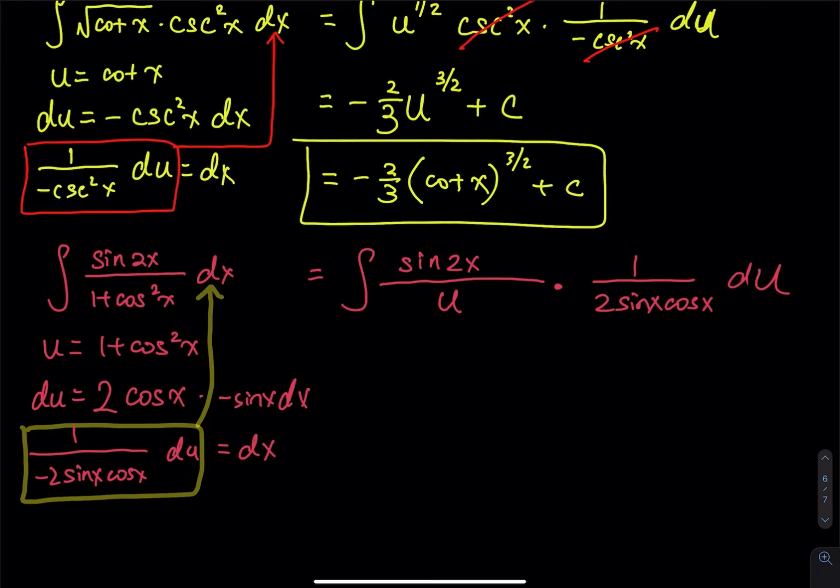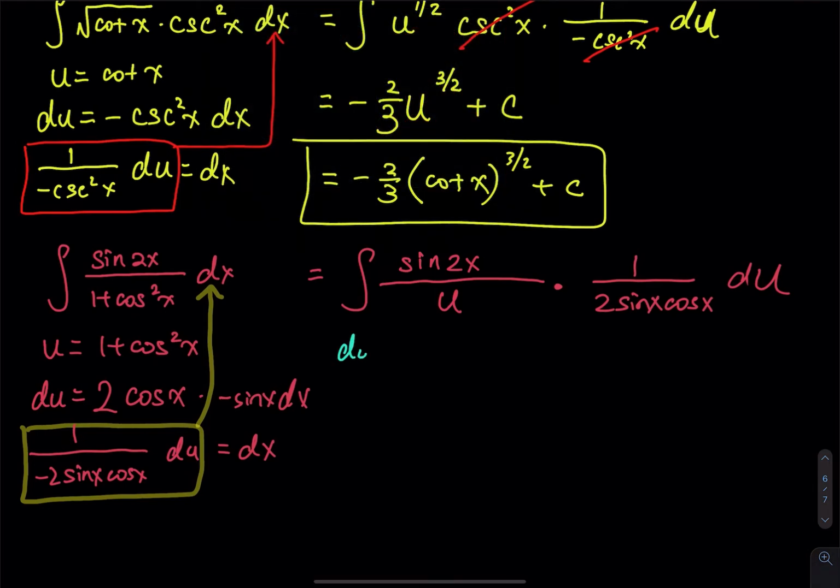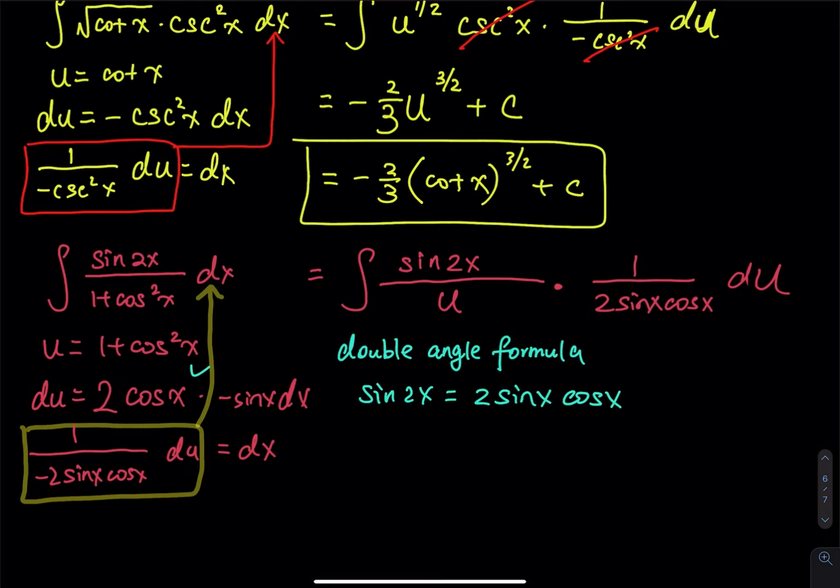So double angle formula. Let's do that in another color. So we have to use the double angle formula. What is that formula? The formula is sine of 2x equals 2 times sine x and then cosine x, which is the reason why I let u be 1 plus cosine square x. So I know this is not obvious. That's why I picked this problem for discussion. So this one, the sine of 2x.